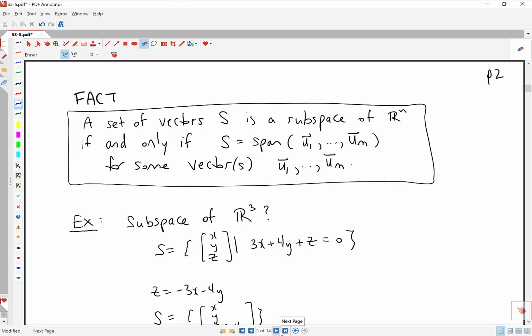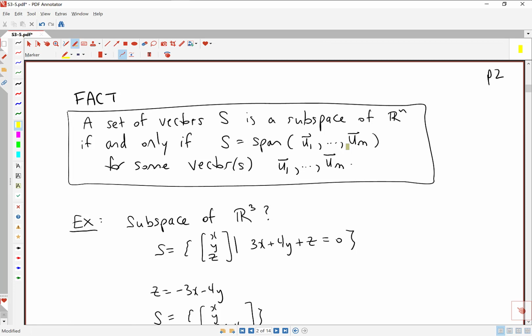Now that we've seen the definition of a subspace, let's see how to easily recognize whether a set of vectors is a subspace. Here's our fact. A set of vectors S is a subspace of Rn if and only if our set S can be written as the span of a set of vectors. It could be the span of a single vector, or it could be the span of multiple vectors, depending on the specific example. So if you want to figure out whether a set is a subspace, figure out whether you can write it as a span. If you can, it's a subspace. If you cannot write it as a span, then it's not a subspace.